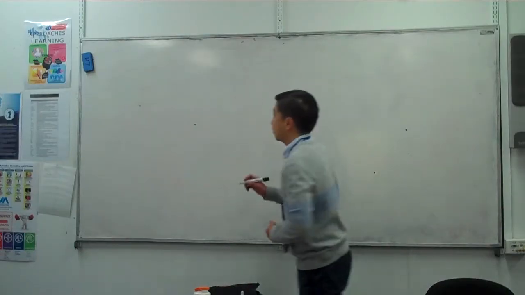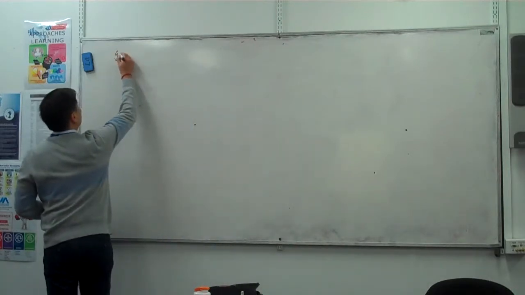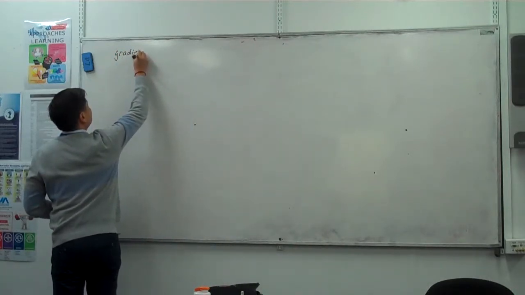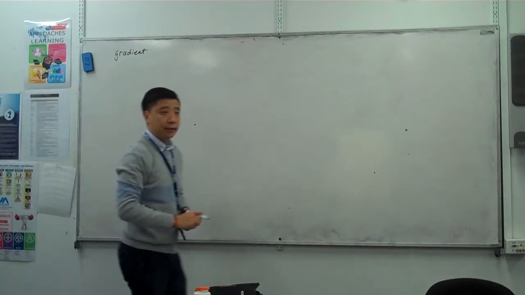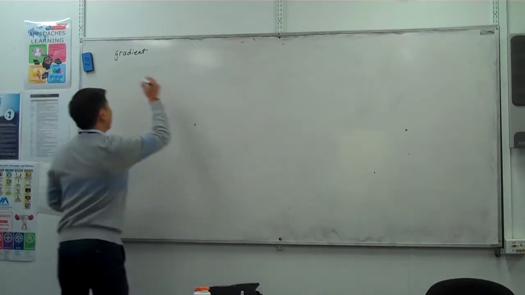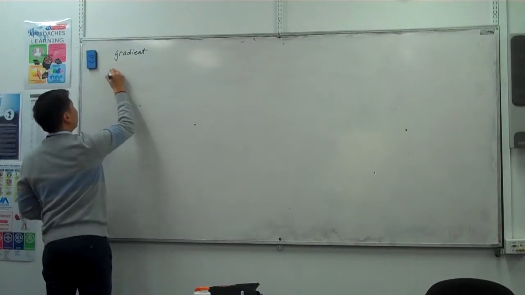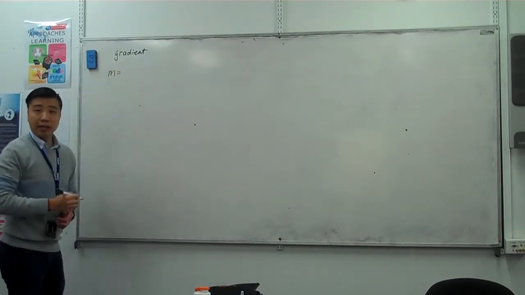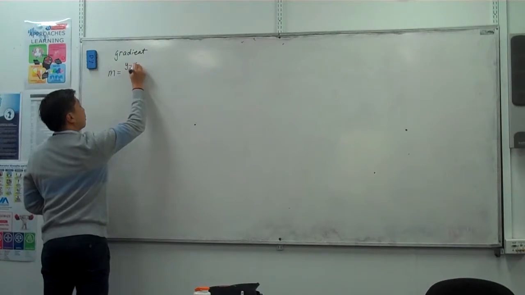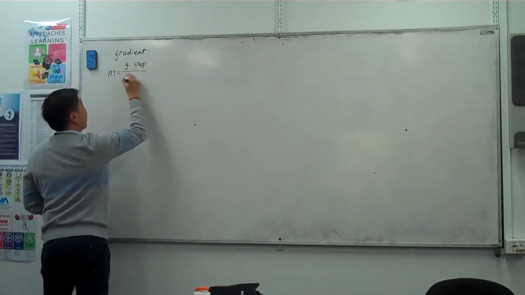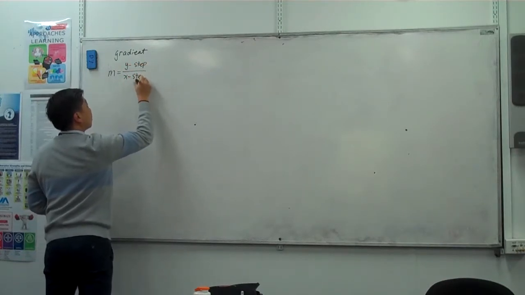Yesterday we talked about the gradient, right? So let's have a look at some gradient. When we calculate the gradient, what is the formula? M equals y step over x step. Very good.